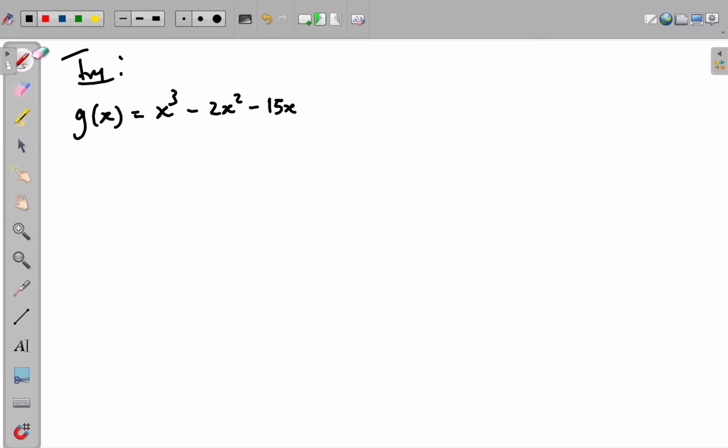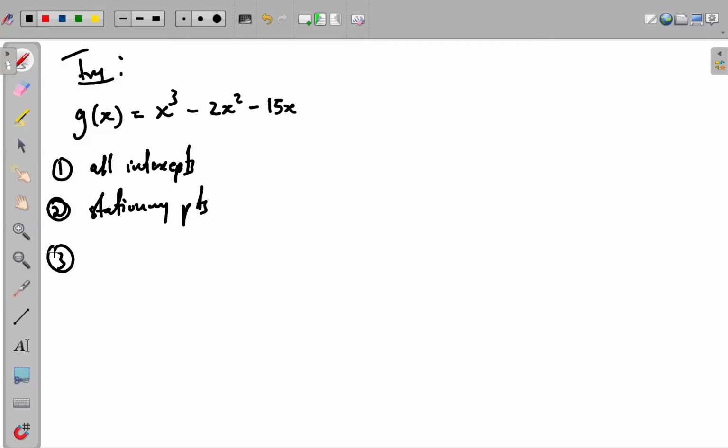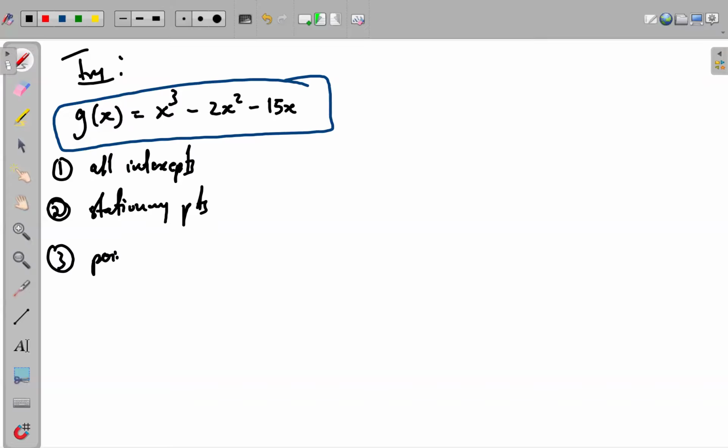But as you sketch this, guys, remember there are a few things that are important. You've got to find all intercepts. Step one, all intercepts, meaning x and y intercepts. And secondly, you will have to find the stationary points. As you find stationary points, do yourself a favor and classify them. Otherwise, if you don't want to classify them, you can already decide on the shape based on the value of a here. And then lastly, you will find the point of inflection.